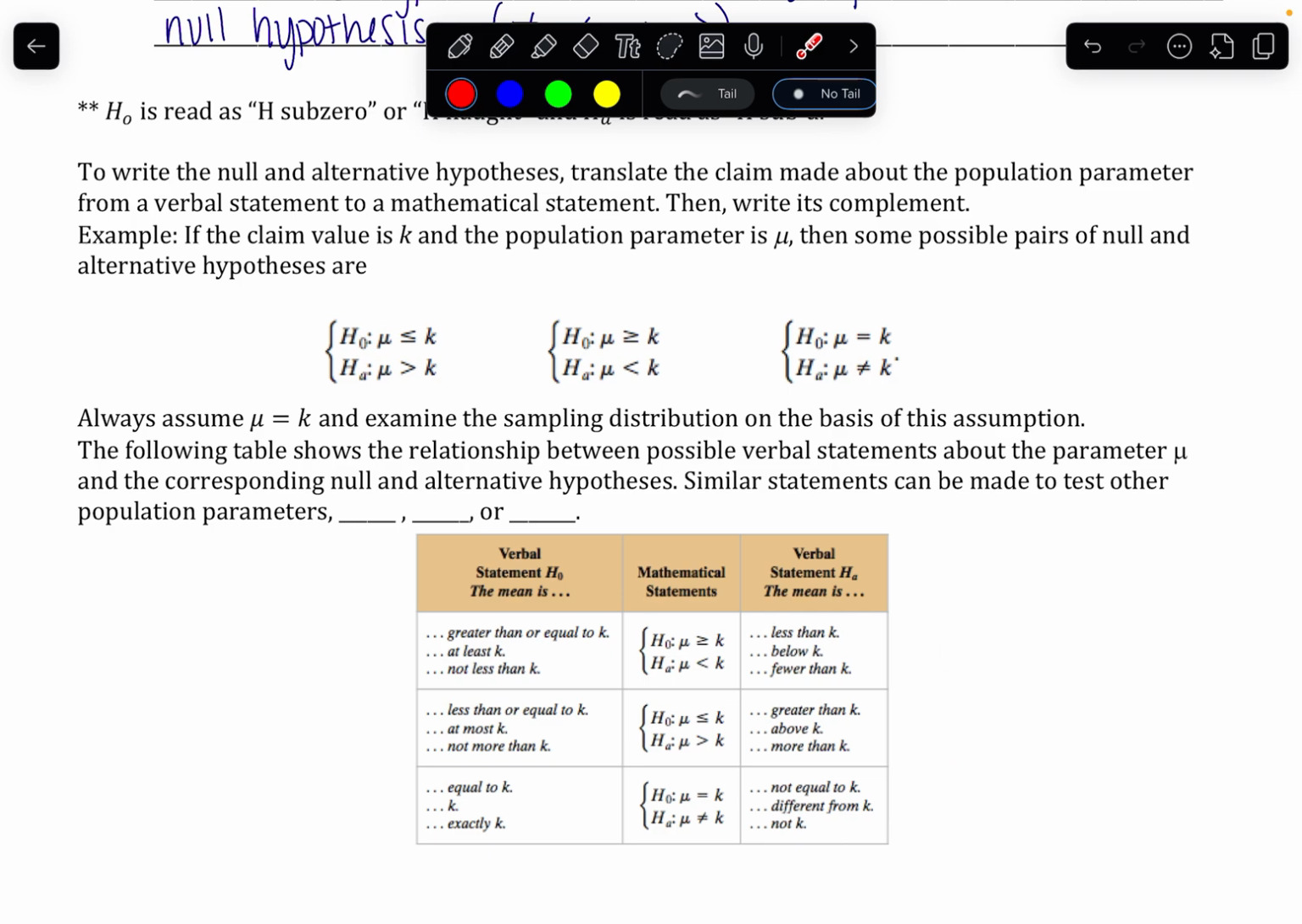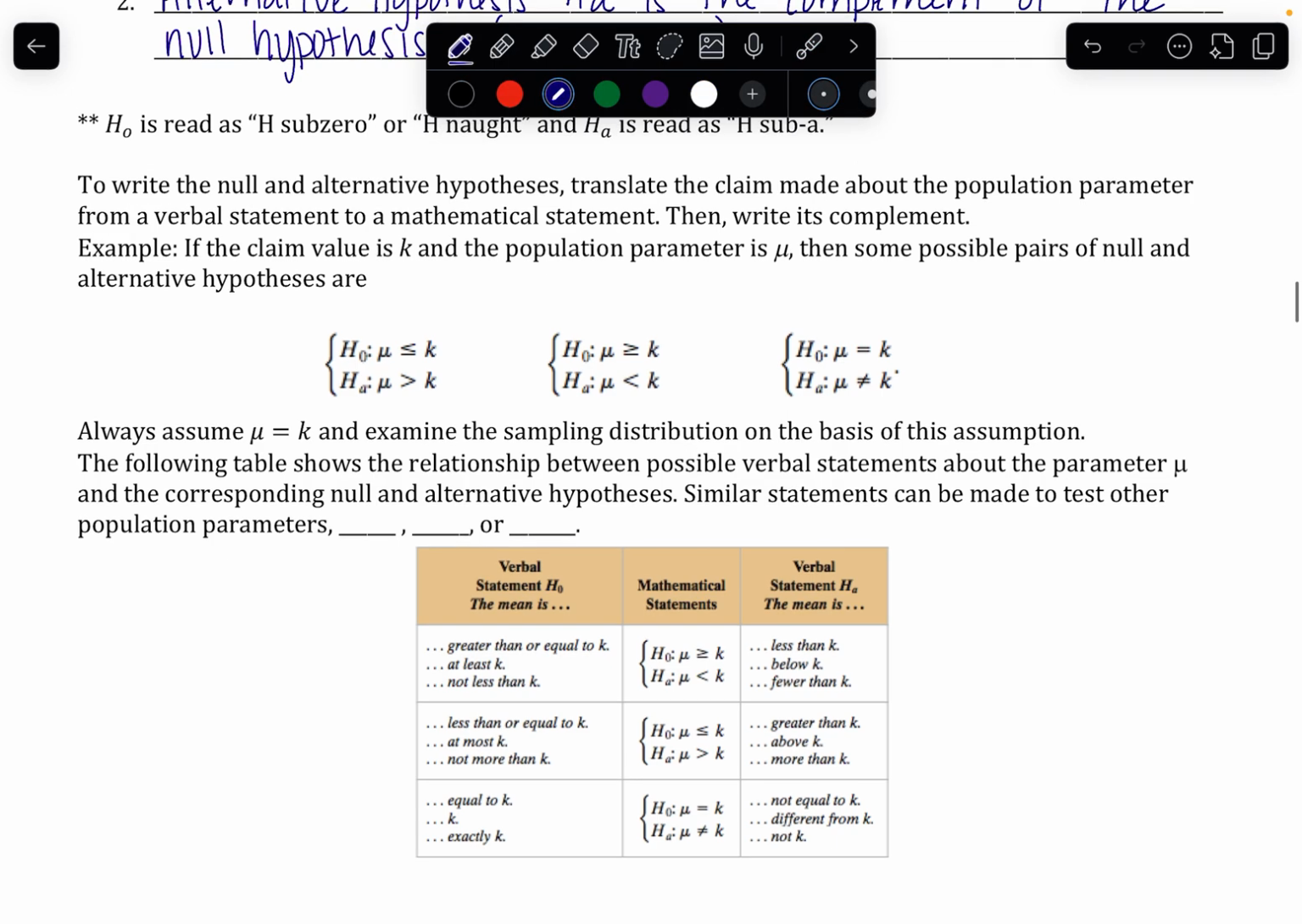Similar statements can be made to test other population parameters. We can look at a lowercase p, or population proportion. We can also look at our population standard deviation or our population variance. We are going to primarily focus on mu and p. We are not going to look at standard deviation and variance at this time.